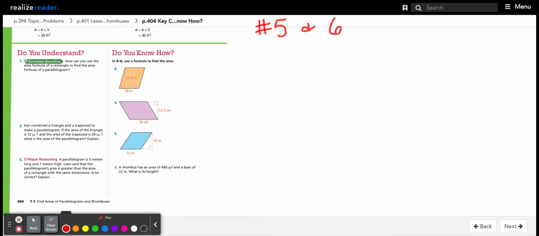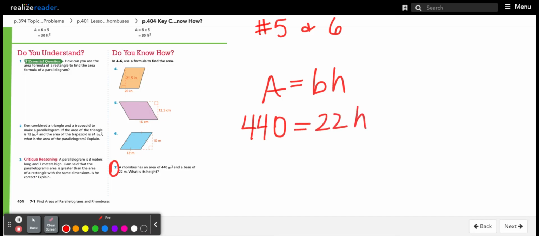And let's just look at number 7. First step, rewrite your formula. Area equals base times height. So we're going to plug in what we know. We know the area is 440. We know the base is 22. We have to find the height. So what is the height of the rhombus? Solve that question also. We will review it tomorrow. That's number 7. So in your notebook, you should have numbers 5, 6, and 7 done showing your work.